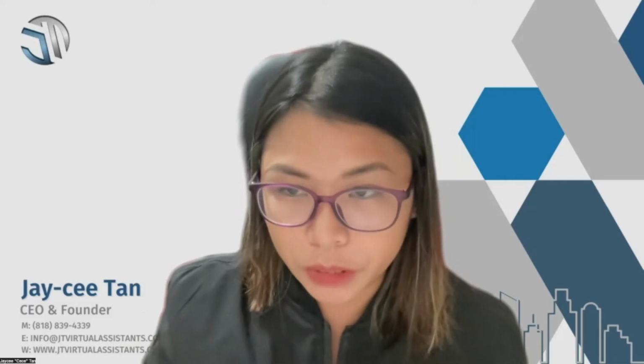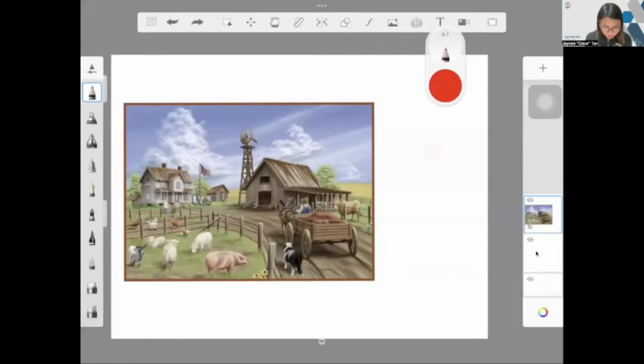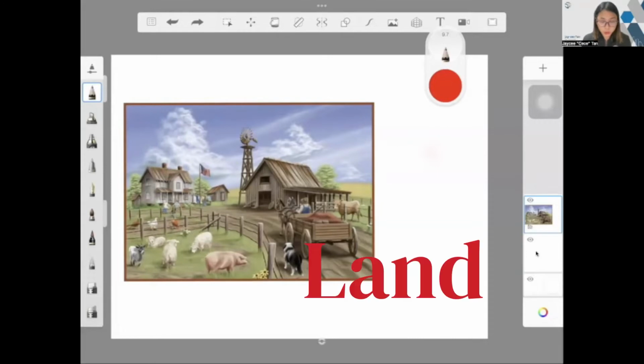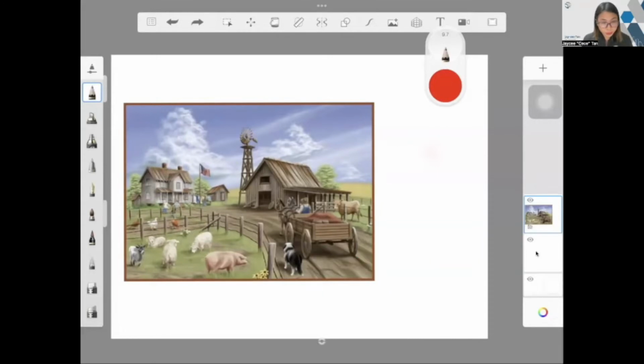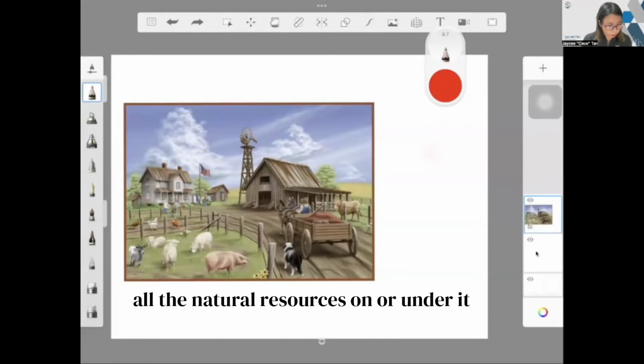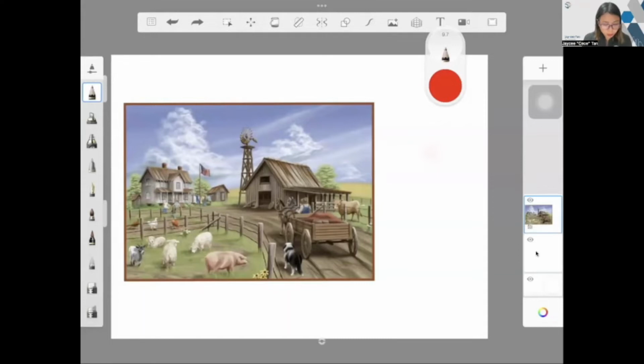I'm going to share my screen a little bit. On this photo, we're going to be using a farmland as an example. Before we get into this photo, I would like you to understand that real estate refers to the actual land and all the natural resources on or under it, and any immovable building or any immovable physical things that are on the land itself.